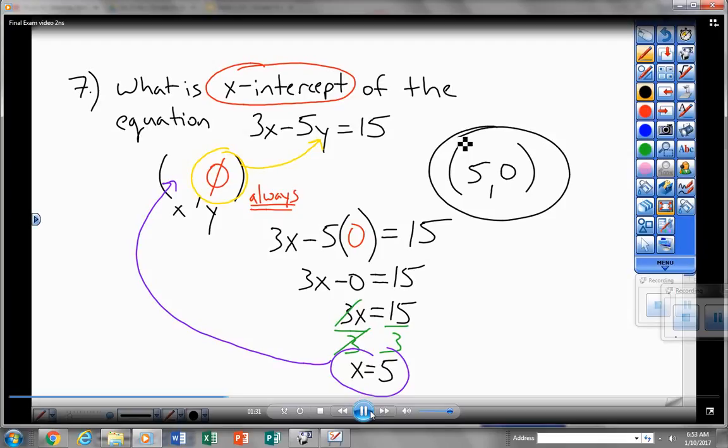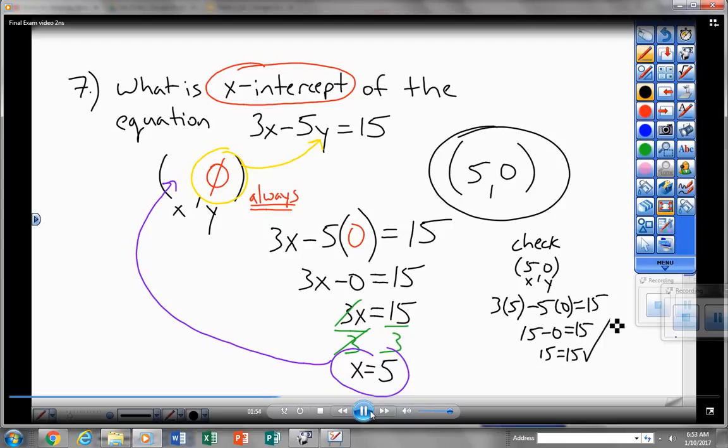I'm going to do a quick check. Of course, you will not have to do this on the final exam, but just to show you that that coordinate is a point on that line, that coordinate is a solution to that equation. So I'm plugging in 5 for x and 0 for y to see if I get a true statement, and that does, because that gives me 15 minus 0 equals 15, and 15 equals 15, so that is true.